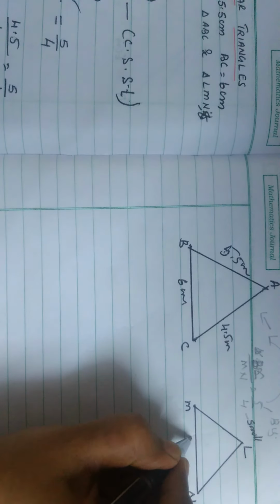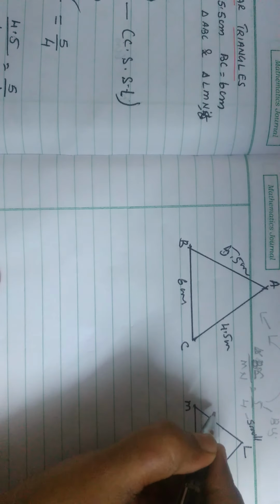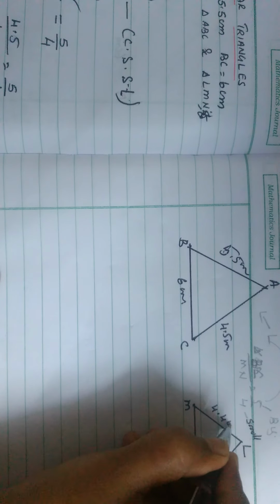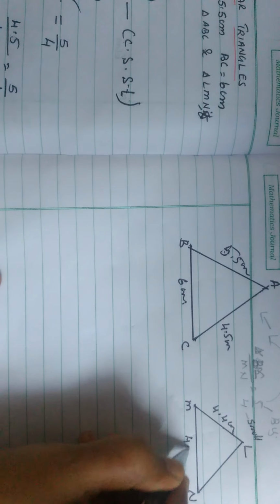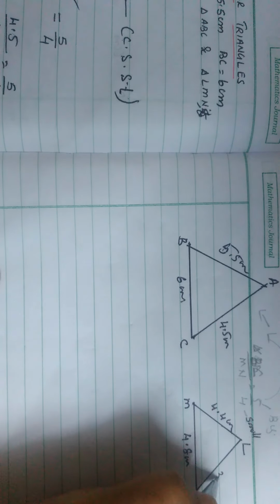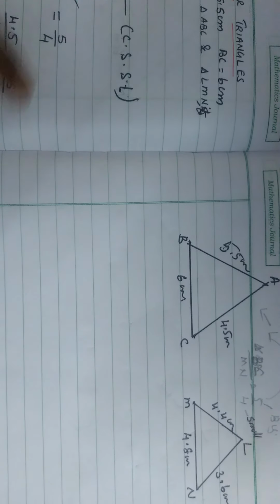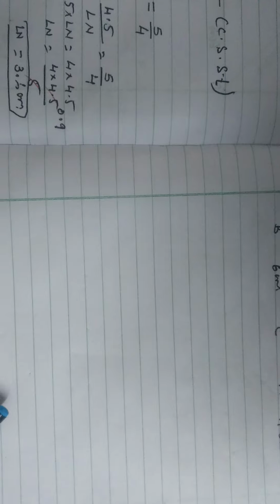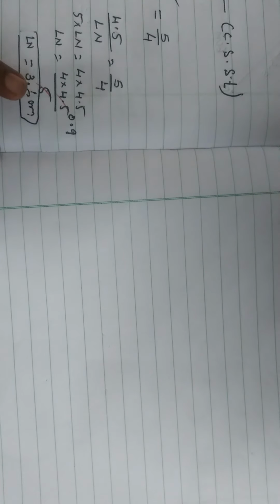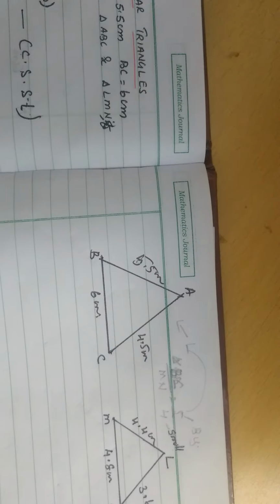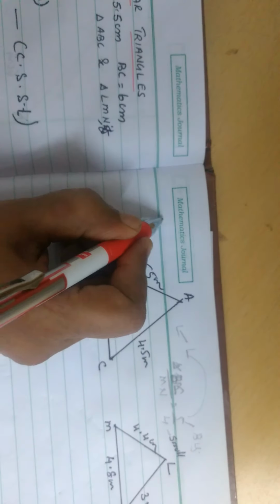Then here is what we found out. LM is 4.4 centimeter, this is 4.8 centimeter, this is 3.6 centimeter. Now we have to do the construction on seeing the rough diagram, the analytical diagram. Therefore this is the analysis.